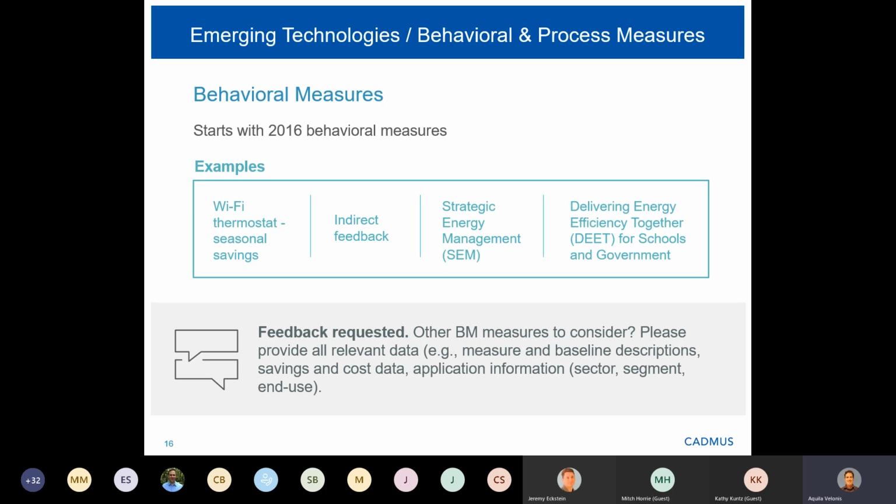The next topic is behavioral measures. Again, we plan to start with the 2016 behavioral measures that we included. Some examples of that are Wi-Fi thermostat seasonal savings, direct feedback or home energy reports, strategic energy management, and Delivering Energy Efficiency Together, or DEET, which was a program for schools and government. And so by all means, please send some other suggestions to consider, and to see if they are applicable for the study as well.